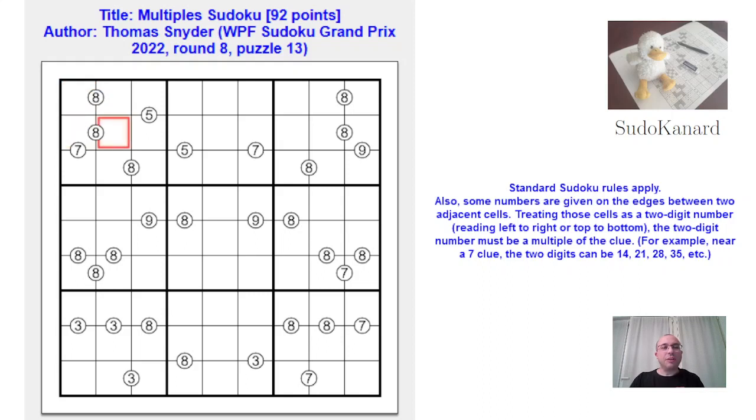Whenever you have a clue in a circle between two cells, it means that the two-digit number formed by the two cells is a multiple of the number in the circle. For example, this must be a multiple of 7, this must be a multiple of 8. So let's start. Obviously, a multiple of 5 will end with 5 or 0, but 0 is not allowed in a Sudoku puzzle. And multiples of 8 must end in an even digit.